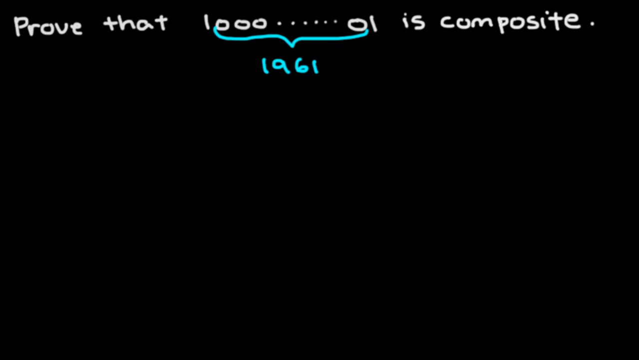Prove that 1,000,000,001 is composite. This number has 1,961 zeros. Okay, this is first off a really big number, and my first guess would have been that this number was actually prime because it looks prime to me, but it's obviously not. So let's try to prove that.